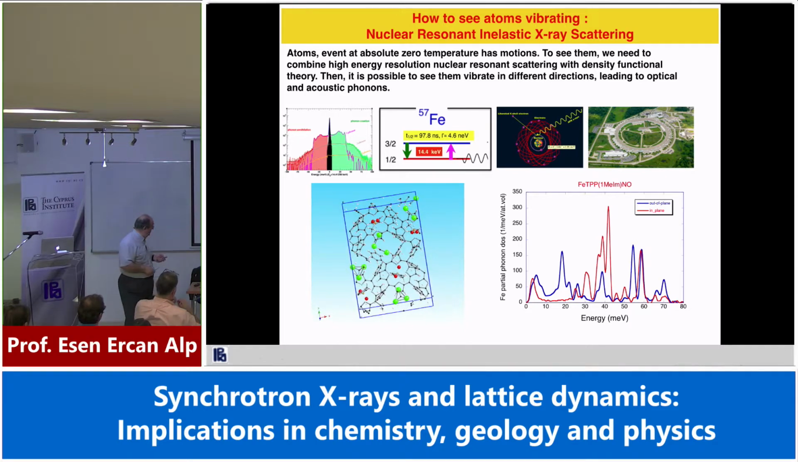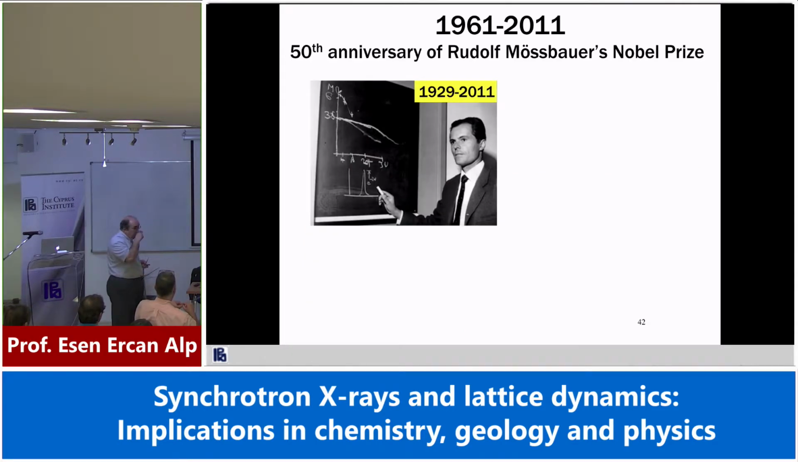So who remembers this guy? Well, this was the guy who discovered something at the age of 27 and got a Nobel Prize a few years later, Rudolf Mössbauer.